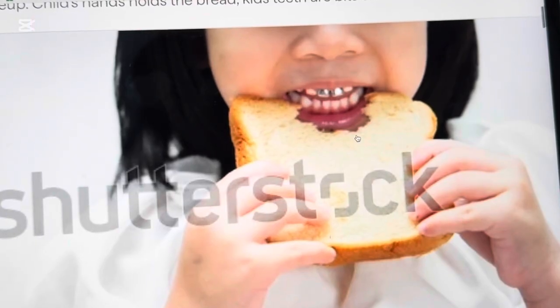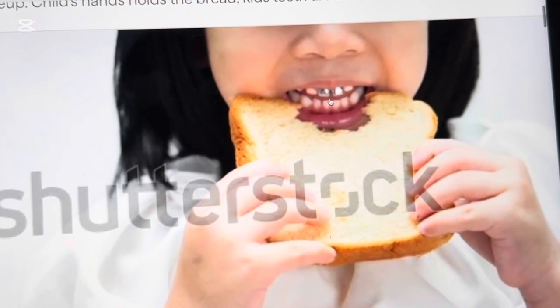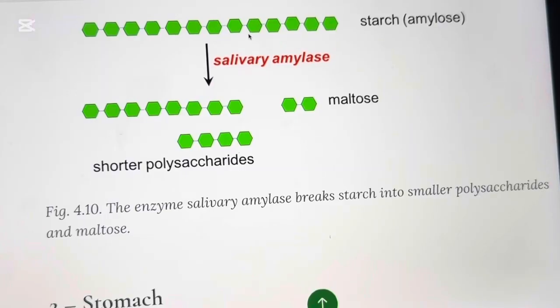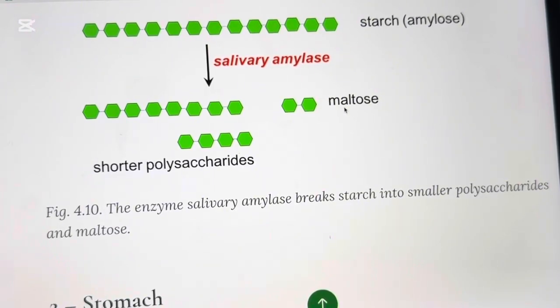For example, when you chew bread very slowly and properly, you tend to taste it sweet, isn't it? The reason is that the salivary amylase in your mouth digests starch into maltose, which is made of 2 glucose units, and this maltose gives the sweet taste.